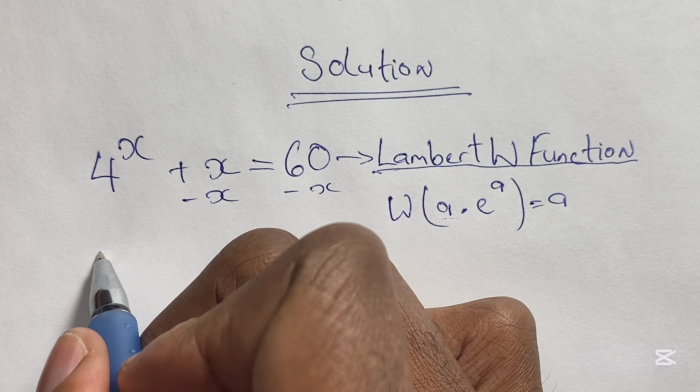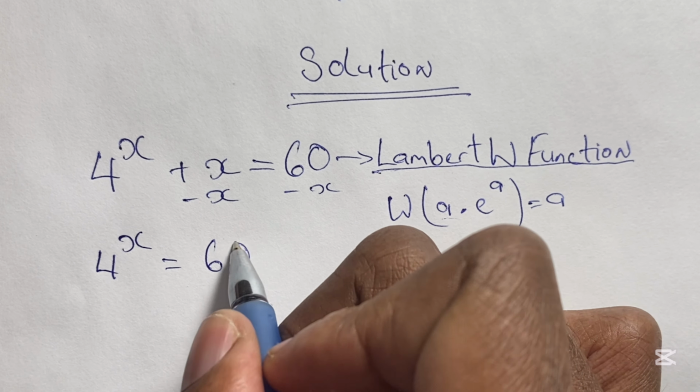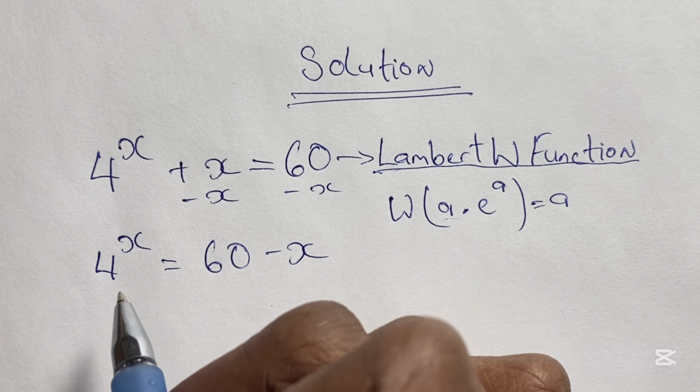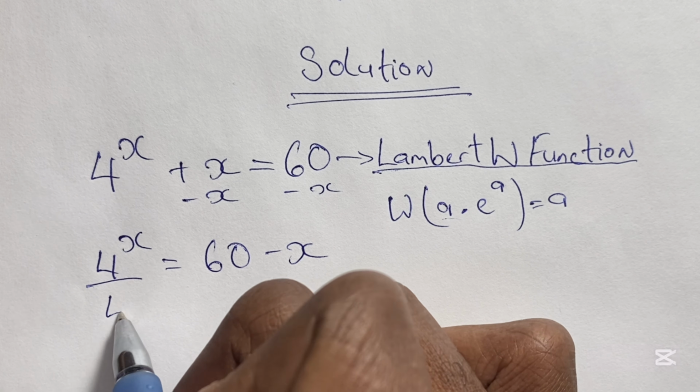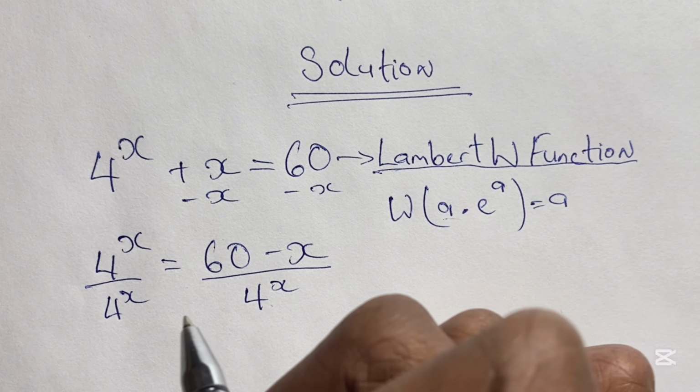So we start to solve our equation by rewriting our equation in the form of a times e to the power of a, and we start to do this by subtracting x on both sides of this equation. Now we have 4 to the power of x is equal to 60 minus x, and then we divide both sides of this equation by 4 to the power of x.